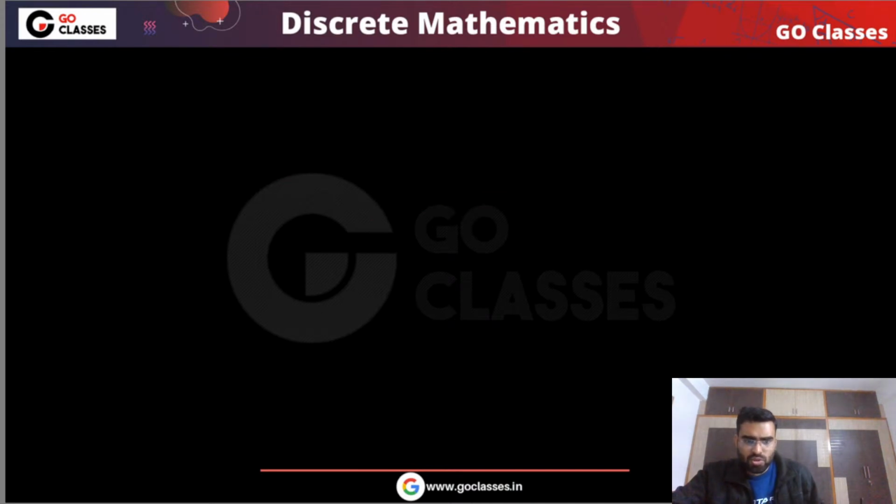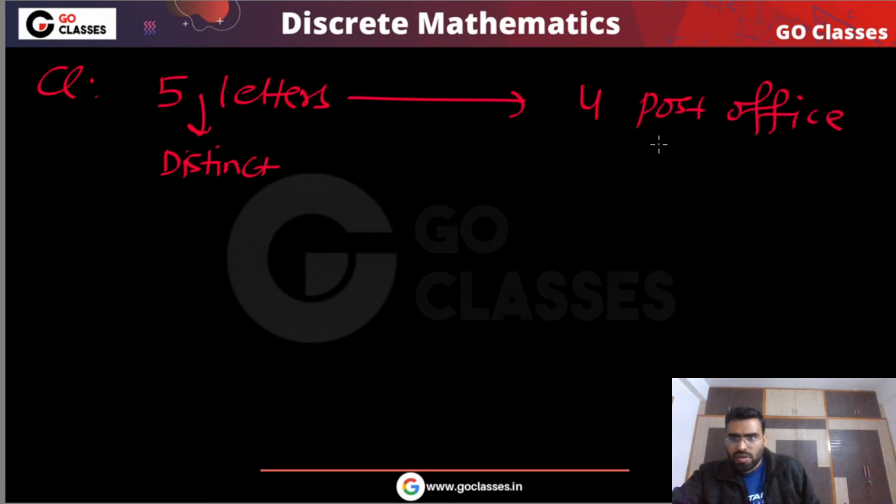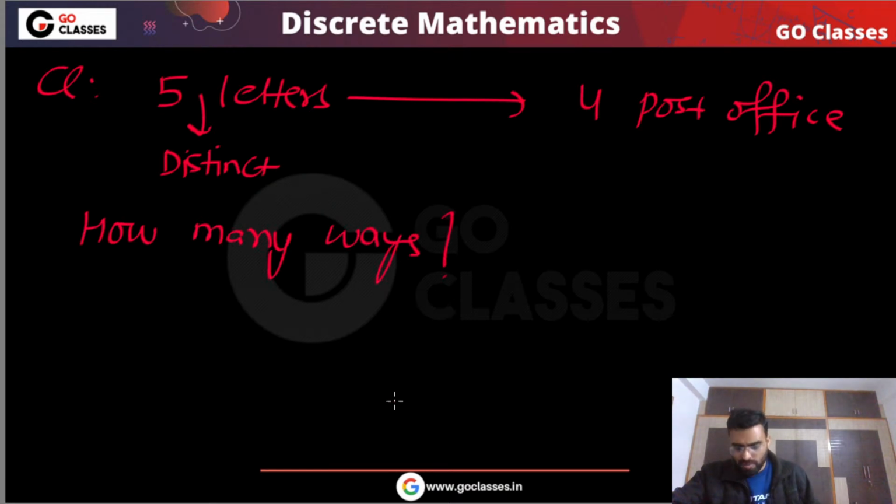For example, if I ask you this question, let's assume you have 5 distinct letters, and you want to post them in post offices. Now tell me, how many ways are there? There is no limit, you can notice. Then tell me how many ways are there here? 5 letters you want to distribute.